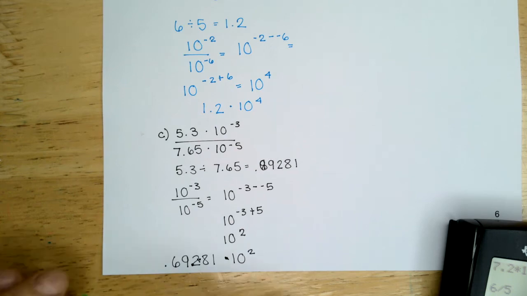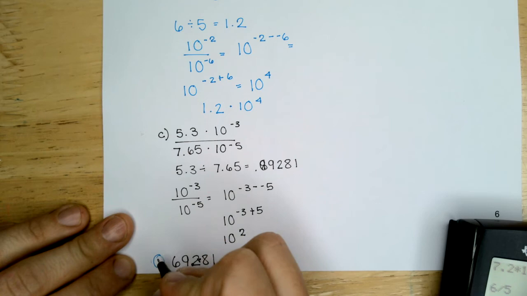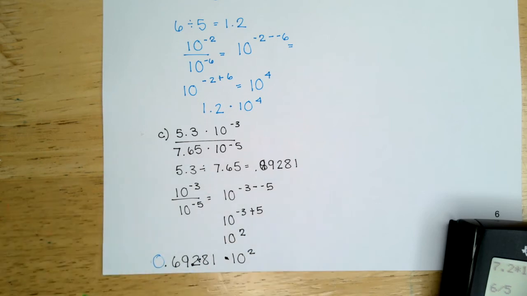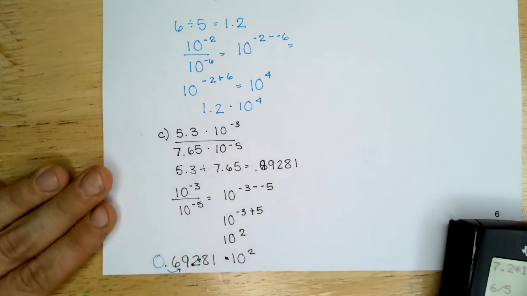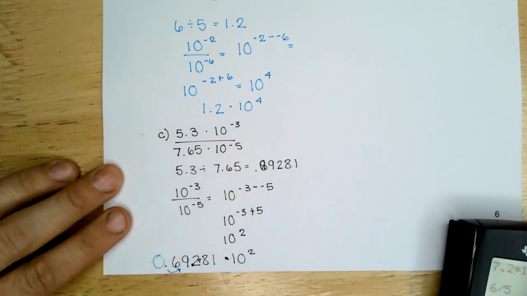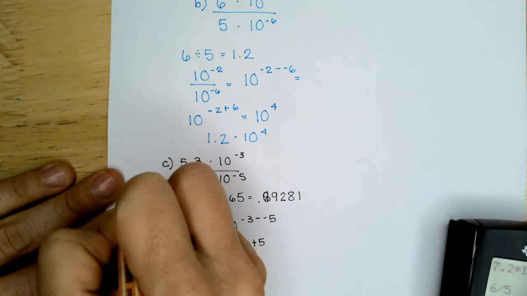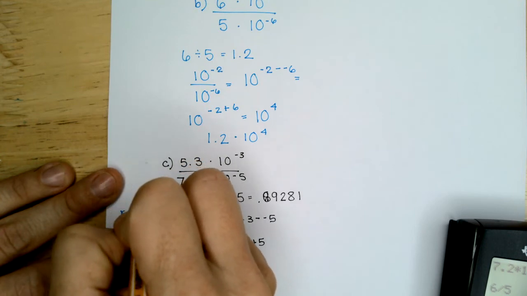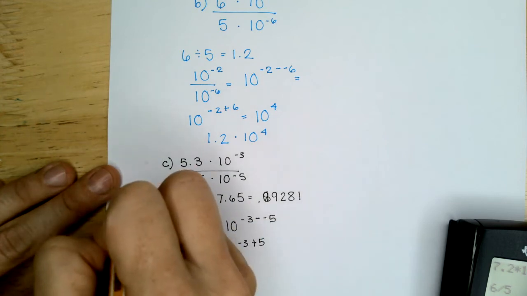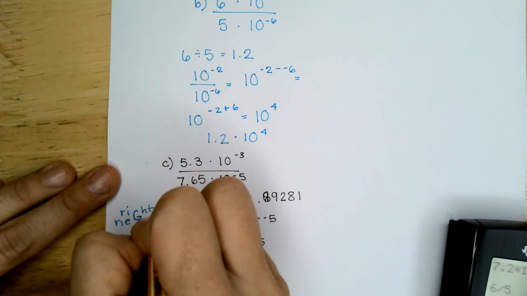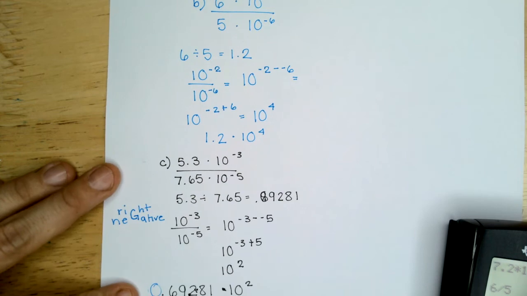I don't have a number in front of my decimal, right? It's 0. So what do I need to do? I need to move this decimal place 1. Do I need to move it left or right? That was a right move. Remember, R-I-G-H-T. Right means negative.